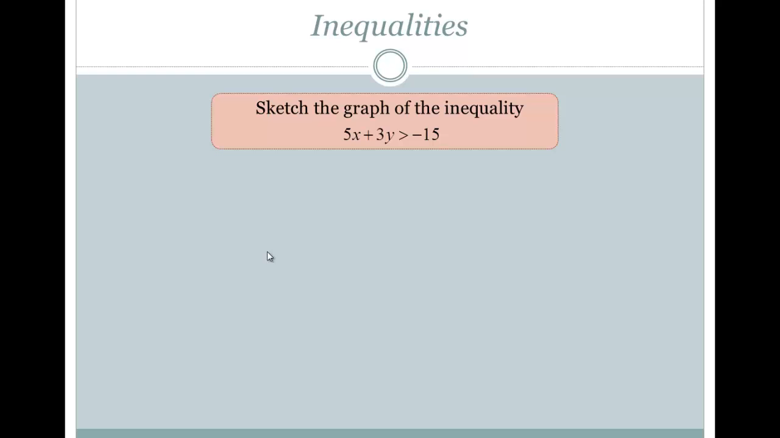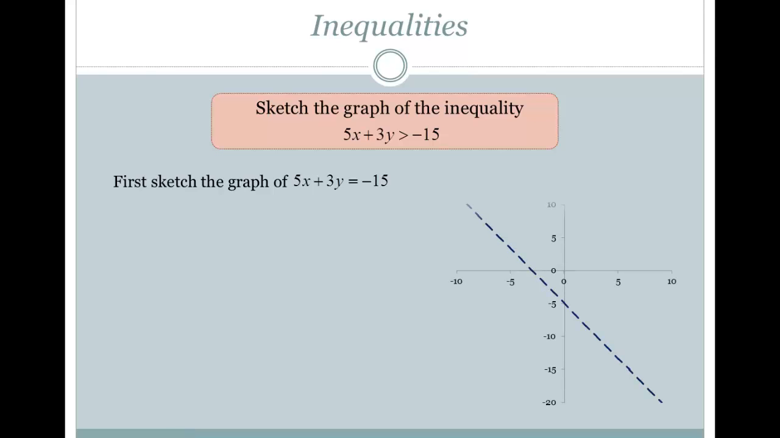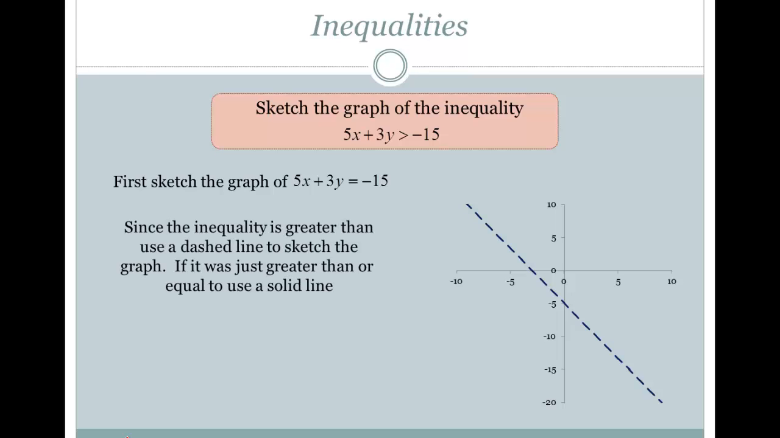First one is sketch the graph of the inequality 5x plus 3y is greater than negative 15. Hopefully you look at that and understand that it's a linear inequality. The first step is to sketch the graph of 5x plus 3y equals negative 15. This is just the equation of a line, and I can put that into y equals mx plus b form.